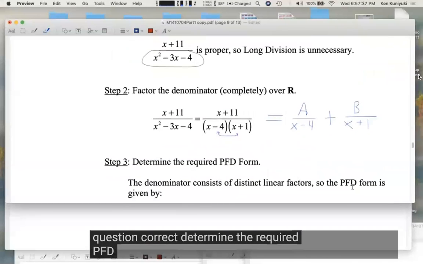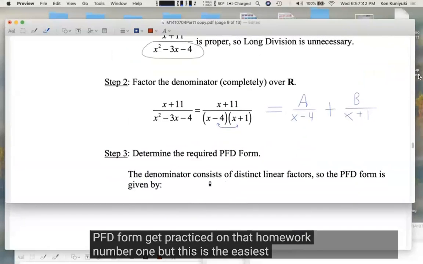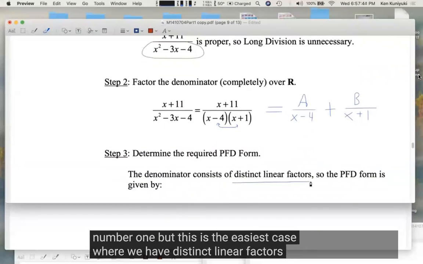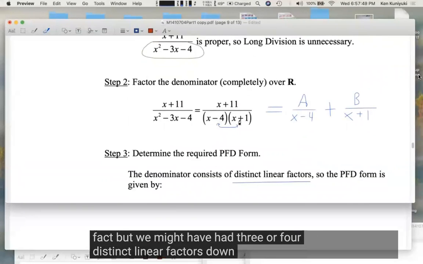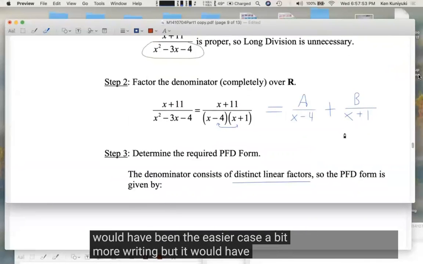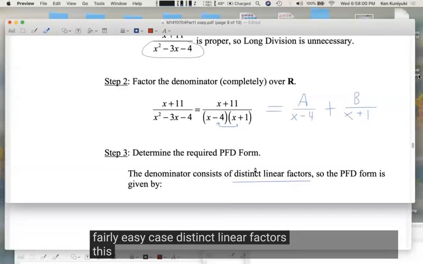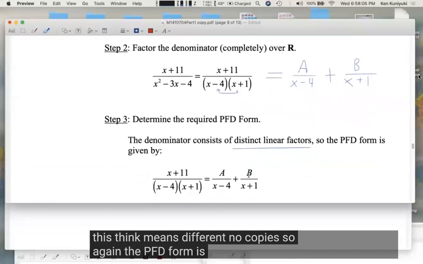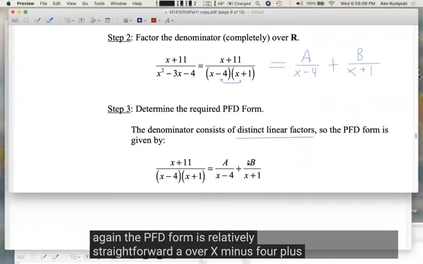Determine the required PFD form. Get practiced on that homework, number 1. But this is the easiest case where we have distinct linear factors. In fact, we might have had 3 or 4 distinct linear factors down here, and it would have been the easier case. A bit more writing, but it would have been a fairly easy case. Distinct linear factors. Distinct means different, no copies. So again, the PFD form is relatively straightforward. A over x minus 4 plus b over x plus 1.